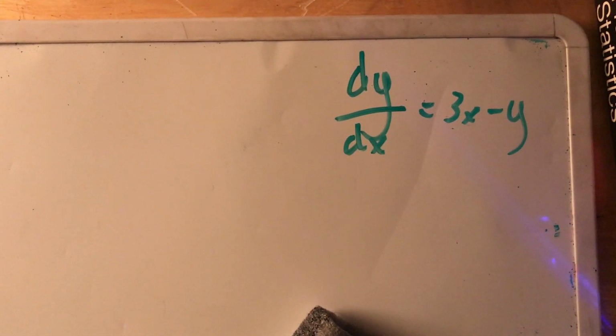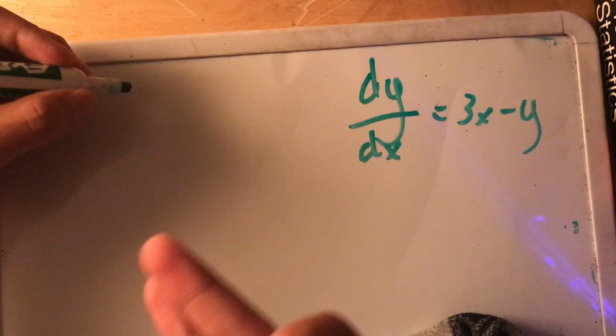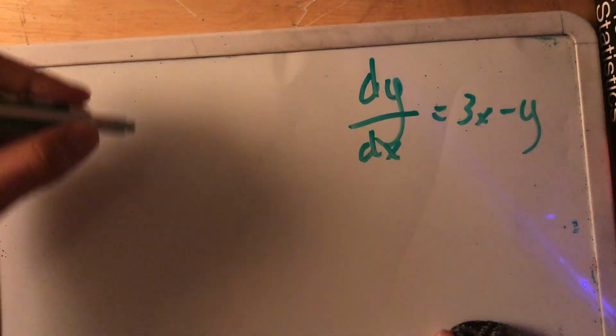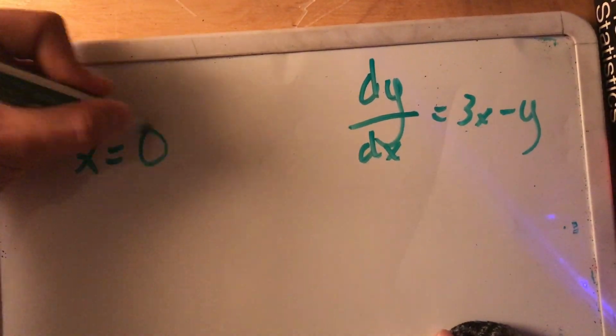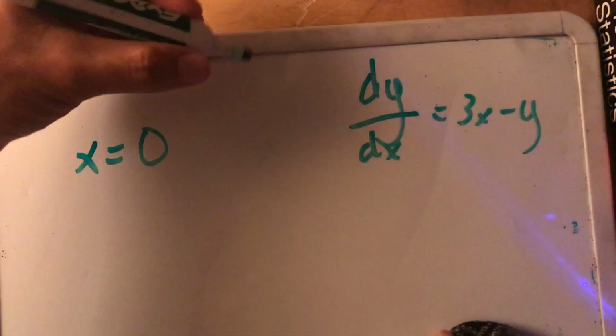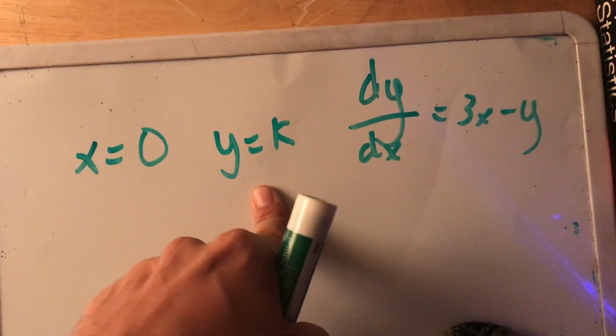So let y equals g of x be the solution to a differential equation with the initial condition g of 0 equals k. That's what it says. So that basically means our original x value is 0, g of 0, and then g of 0 is just y. So y equals some value k. So basically we don't know where we start from.